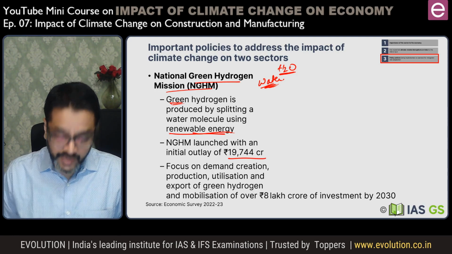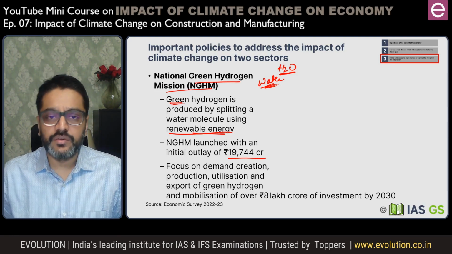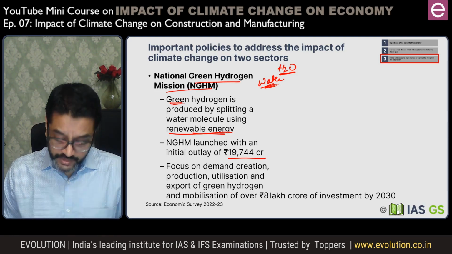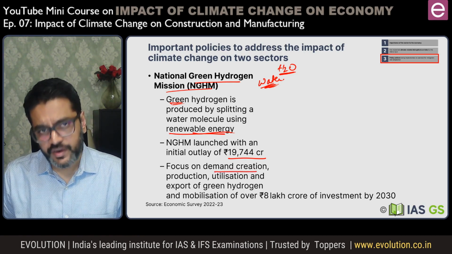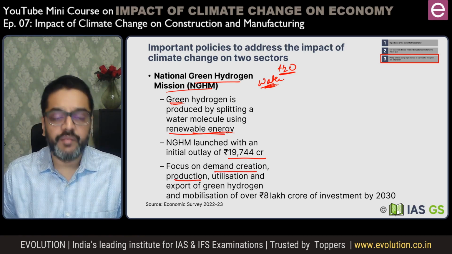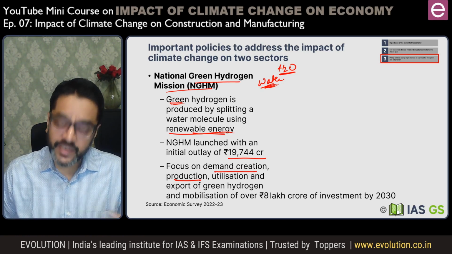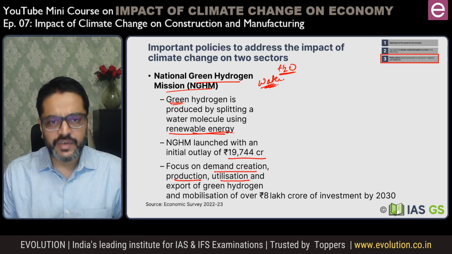So this green hydrogen mission right now, almost 20,000 crore rupees government has committed, and the focus is that we will create demand for use of hydrogen as a fuel. We will create capacity for production of hydrogen or green hydrogen, and then utilization of green hydrogen.